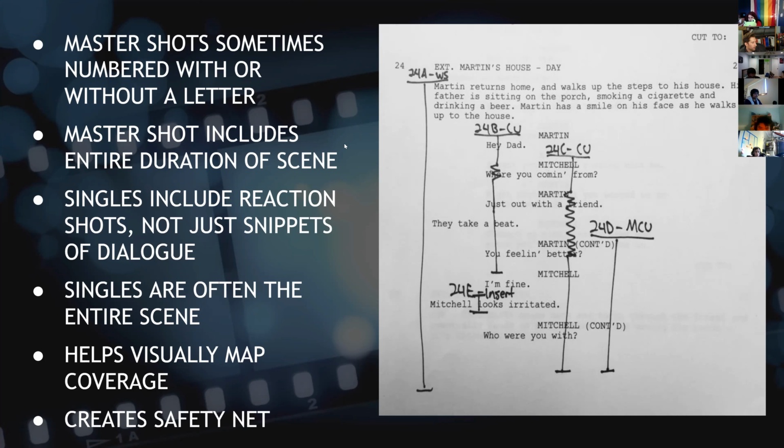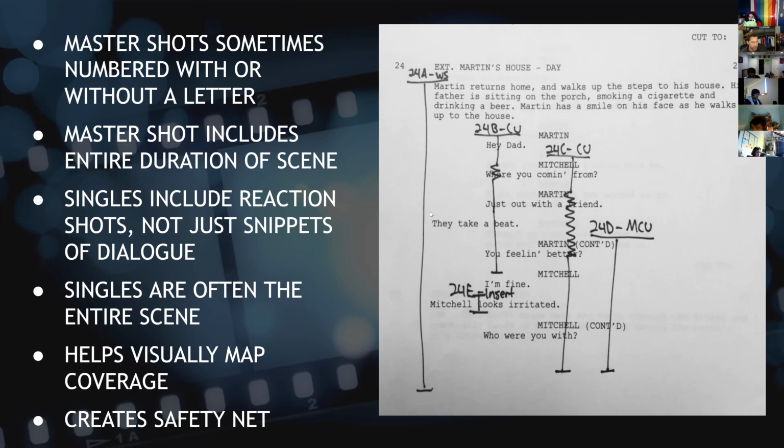Okay. Having all these lines of coverage really makes a nice safety net. If this shot goes horribly, horribly wrong for something, maybe it goes out of focus because I was using autofocus and I forgot to look at it or something. Well, guess what? I still have this one, I still have this one, and I still have this one. Right? So it's a nice safety net that I can always fall back on.